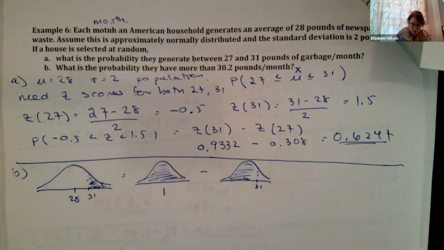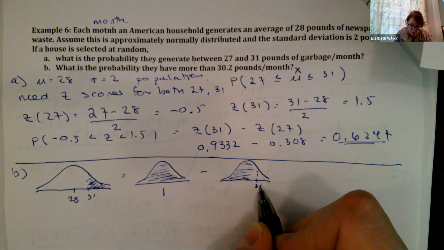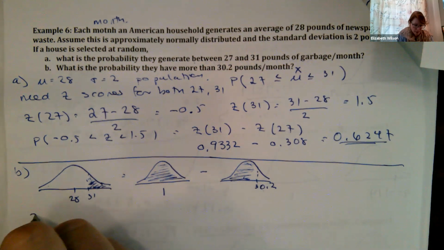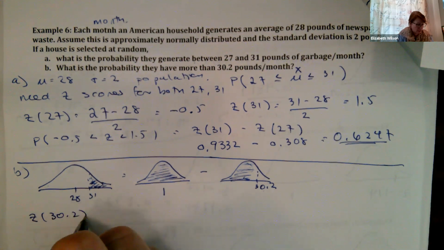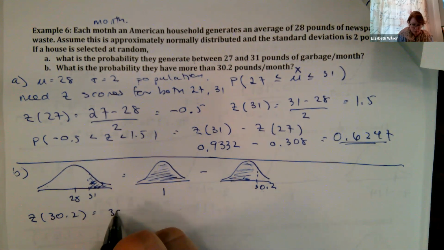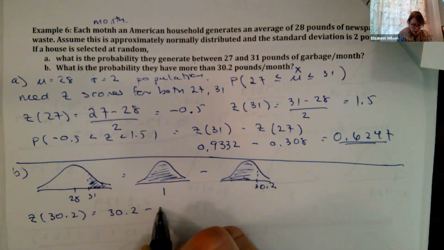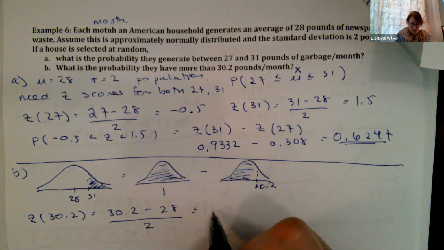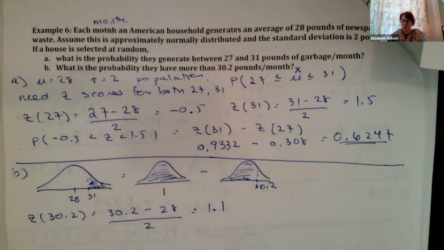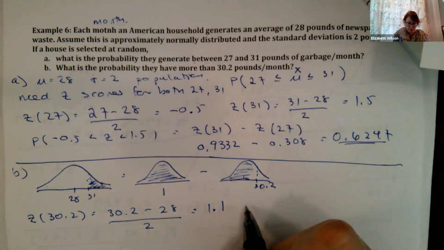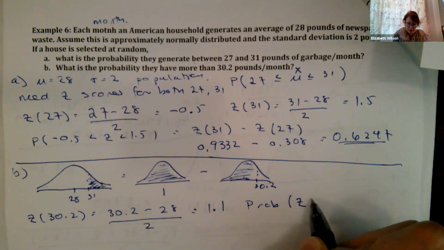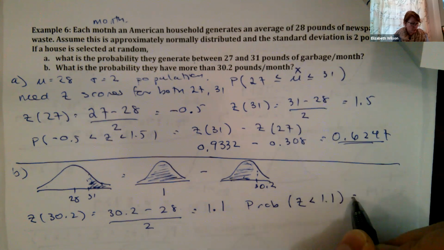And this is 30.2. I read that wrong, 30.2. Okay, so a z of 30.2 is going to equal 30.2 minus our mean, 28, divided by our standard deviation of 2, and that gives us a z-value of 1.1. I look up 1.1 on my table, and I find the probability that z is less than 1.1 is equal to 0.8643.